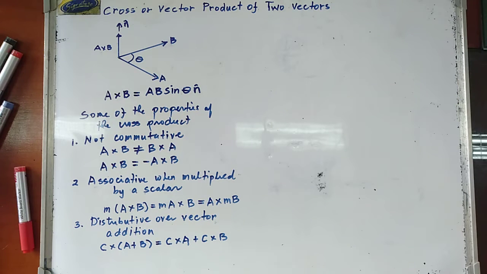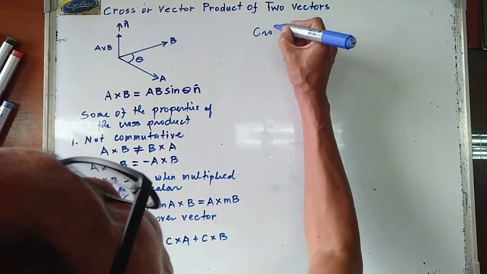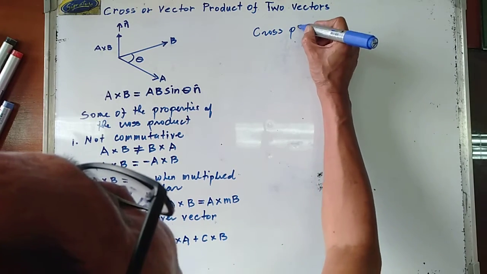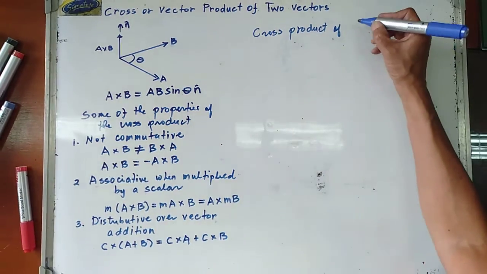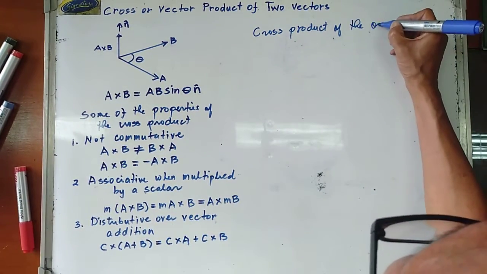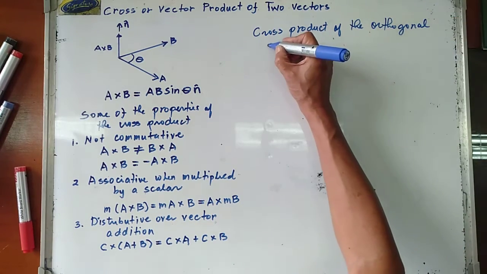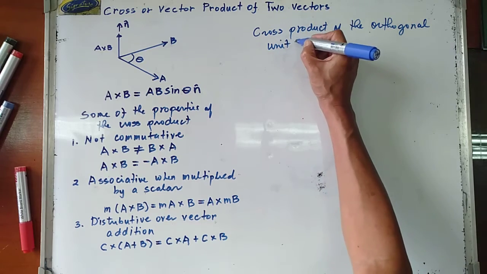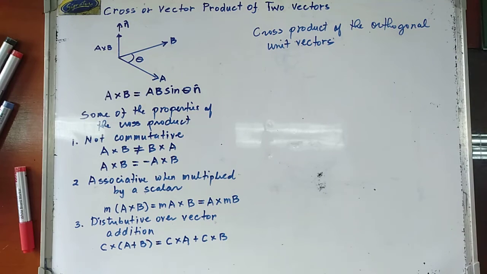So let us now consider the cross product of the orthogonal unit vectors. How are we going to determine the cross product of the orthogonal unit vectors?